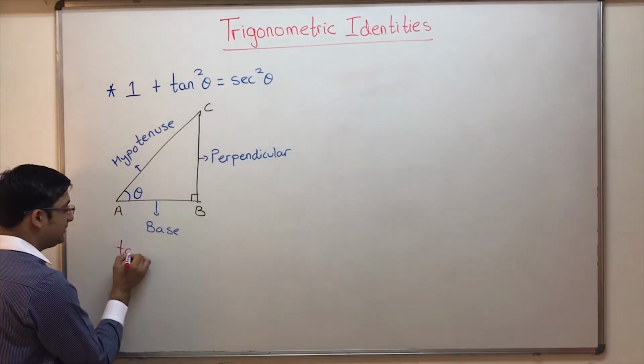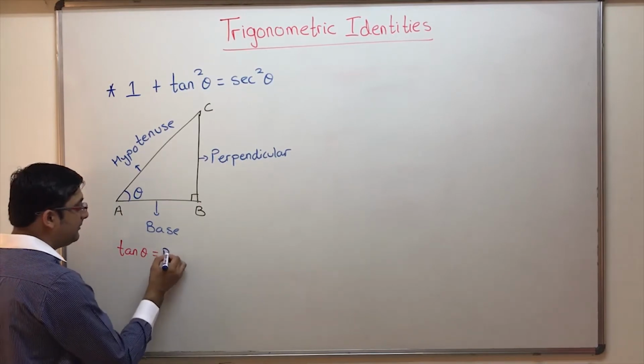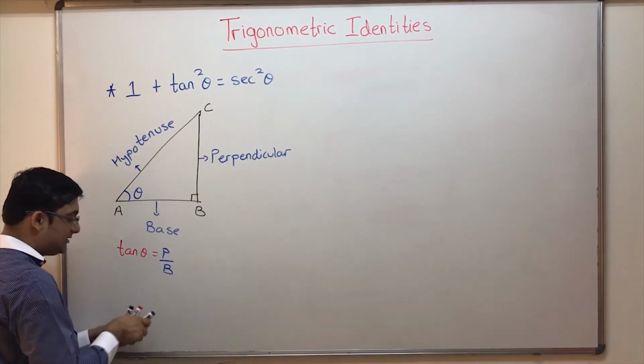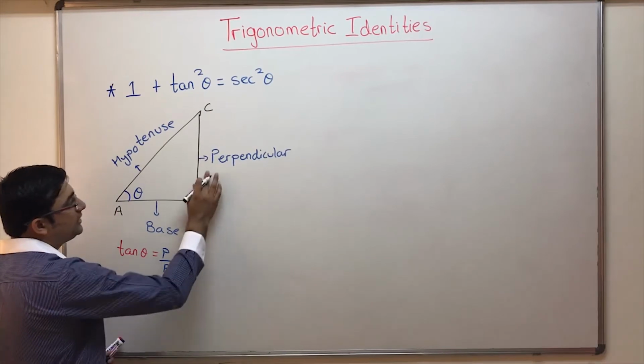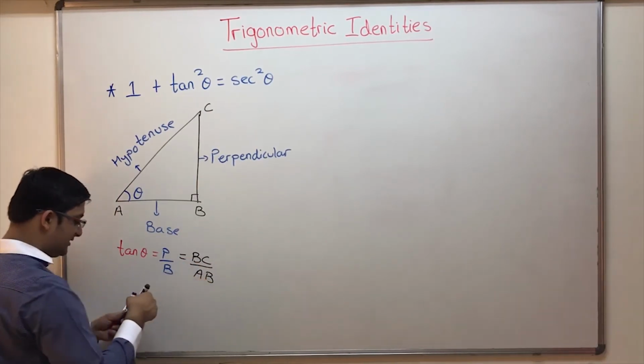I'll do it over here. So tan theta, what is the definition of tan theta? It is perpendicular by base. That is equal to, which is the perpendicular? BC, which is the base? AB. So we have the value of tan theta.